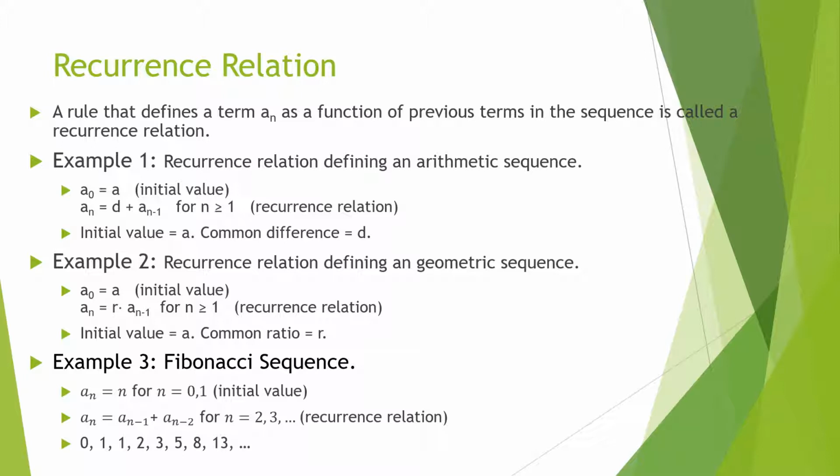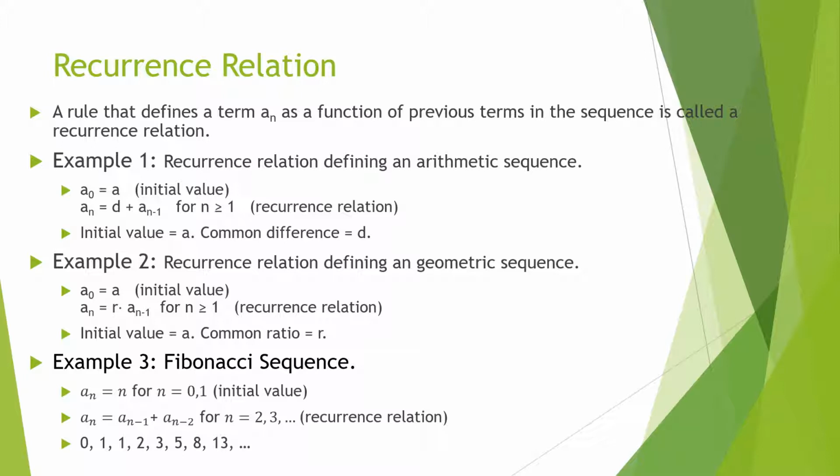As the second example of recurrence relation, you can see how we define a geometric sequence using a recurrence relation. The initial value is a. It's a constant number. We can replace a by any number that you want. So this is a sub 0 is equal to a. That's the first equation that we need for defining a geometric sequence using a recurrence relation.